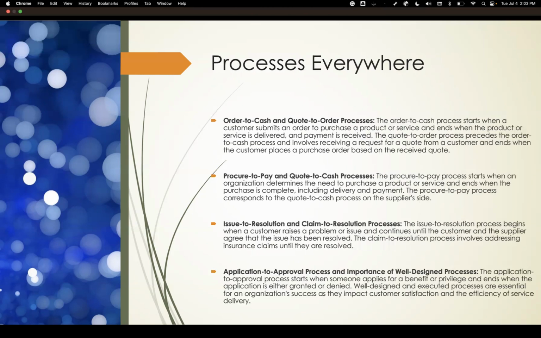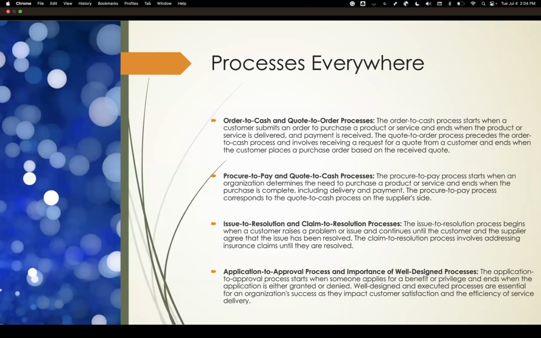processes everywhere. Order to cash and quote to order processes. The order to cash process starts when a customer submits an order to purchase a product or service and ends when the product or service is delivered and payment is received. The quote to order process precedes the order to cash process and involves receiving a request for a quote from a customer and ends when the customer places a purchase order based on the received quote.